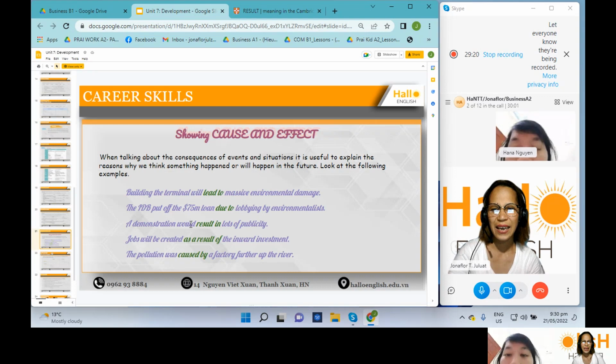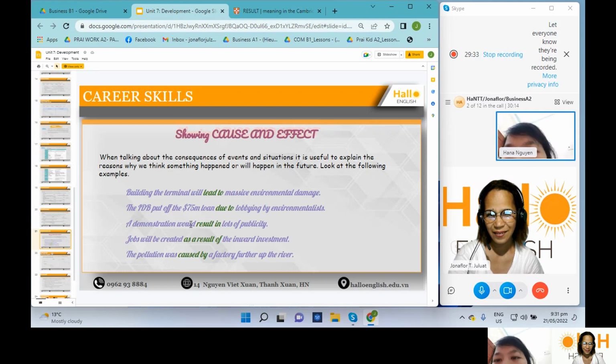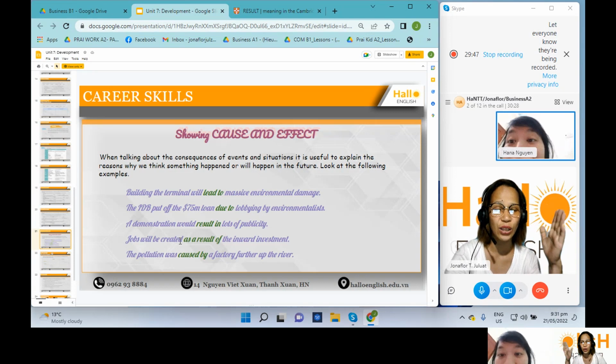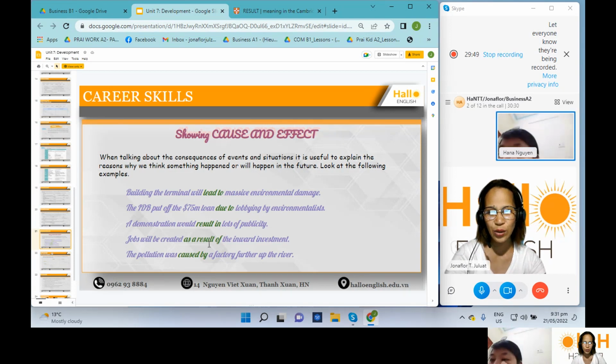How about number four? Jobs will be created as a result of inward investment. So the cause is the inward investment, yes, because you are using as a result of, and jobs is the effect.